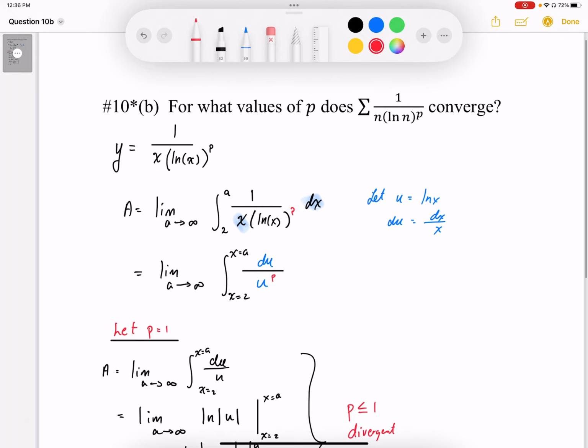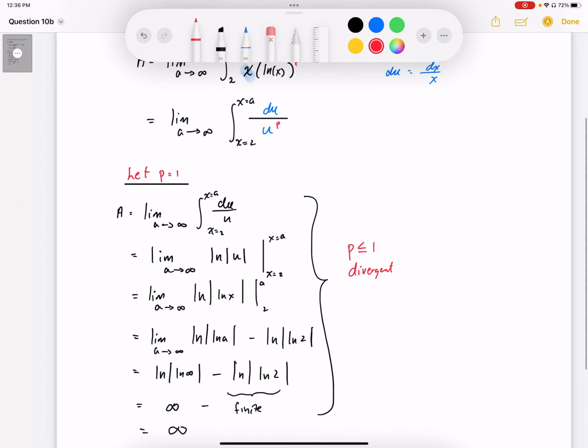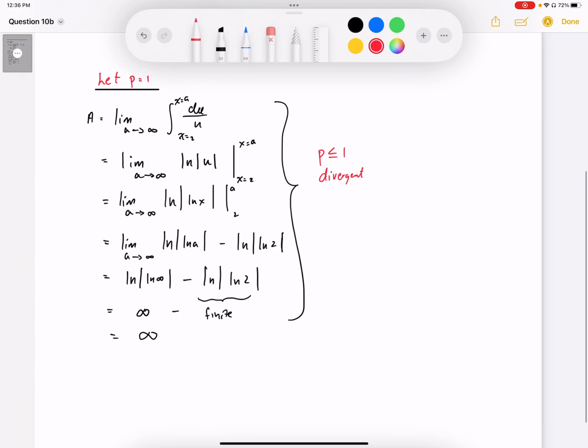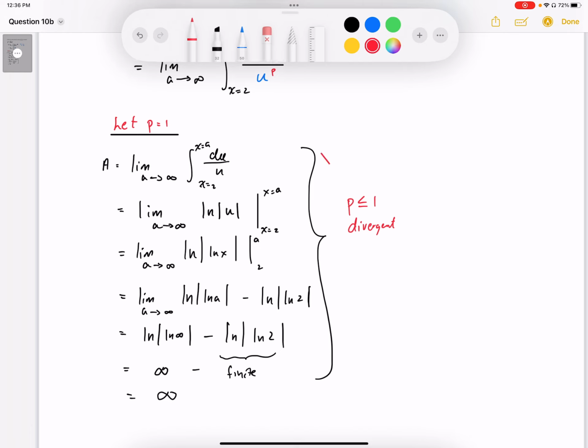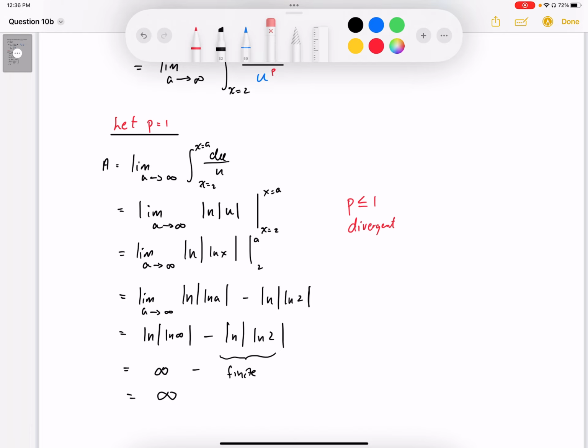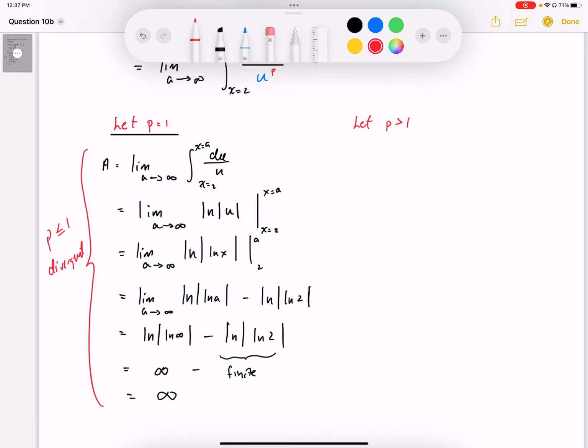Okay, so we still haven't determined when it does converge. So the question is asking about converging. Okay, so I'm just going to do the same problem. Actually, I'm going to just move that over to the other side. So when p is less than or equal to 1, we're going to say it's divergent. Okay, so we're going to let p be greater than 1, and we'll do the same thing.